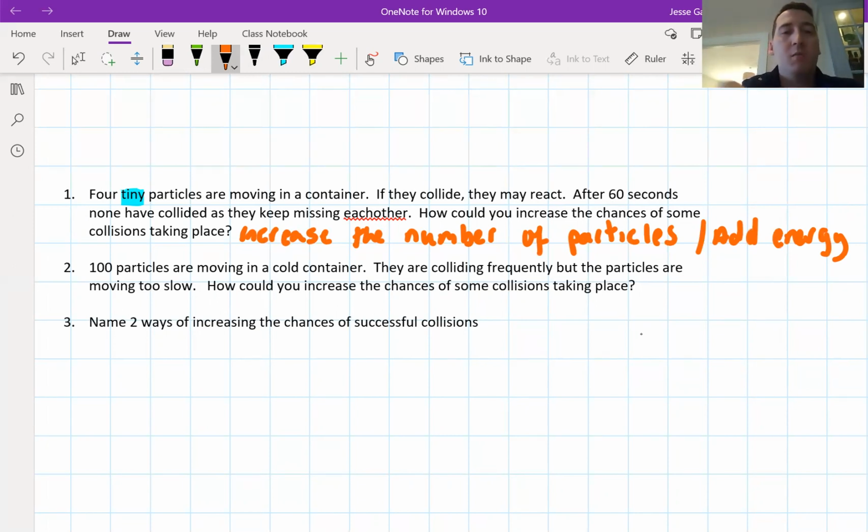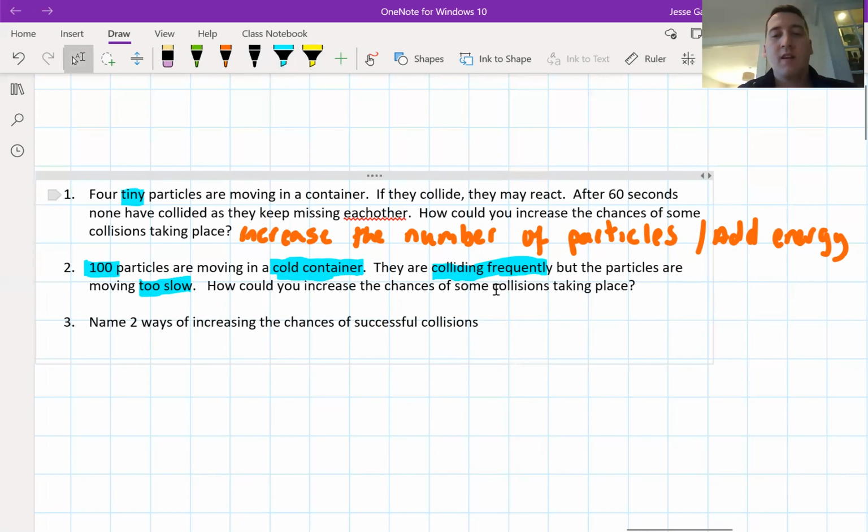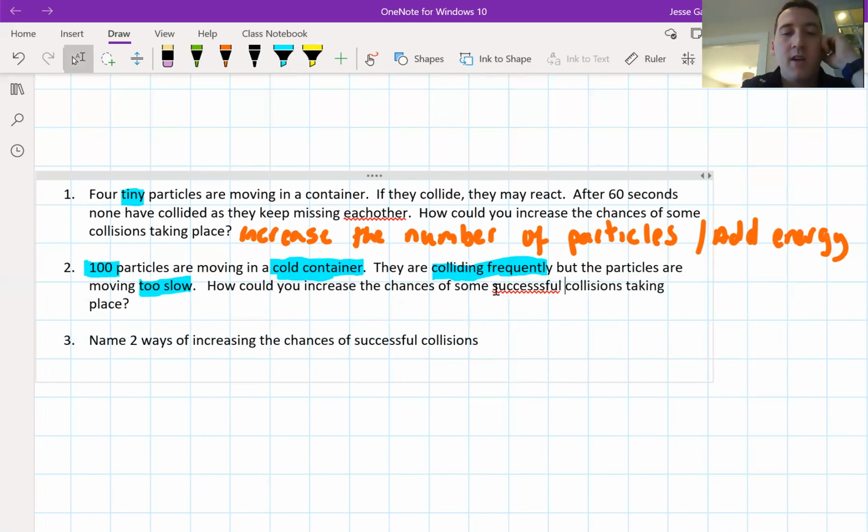What about the next one? 100 particles. So there's more particles this time. 100 particles are moving and it's a cold container. So think about what that suggests about its energy. They are colliding frequently, so they are hitting each other because there's lots of them. There's 100 particles, but the particles are moving too slow. So no successful collisions are taking place. How could you increase the chances of some successful collisions taking place?